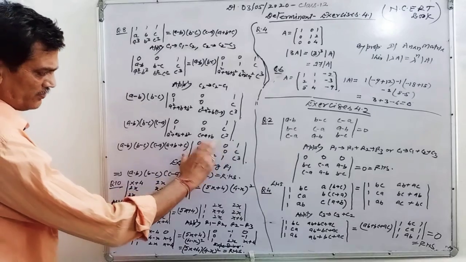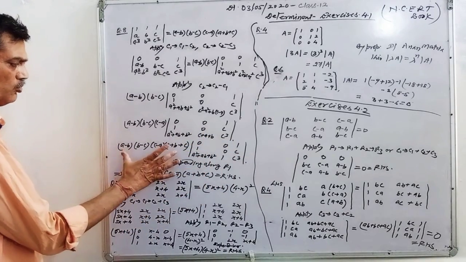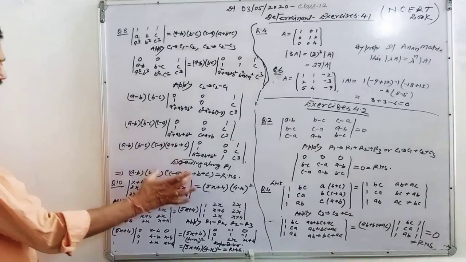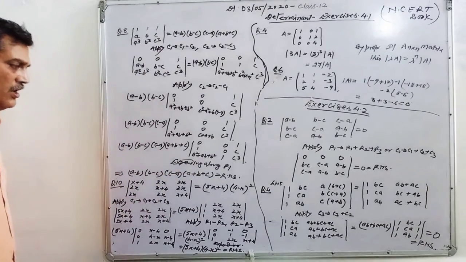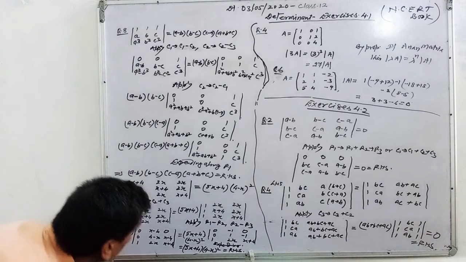Now after expanding this determinant, you will get only 1. So your result is this much, which is equal to the right side. So using the property in this way you can prove it.